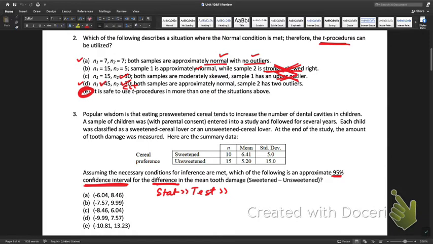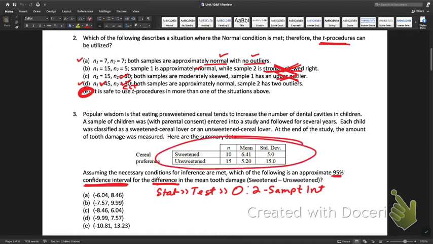That is stat test 0. It says 2 sample t interval on your calculator. So the first thing it's asking you for is, do you have data or do you have stats? So this chart right here gives us the stats that we need, so we're going to go to stats. Now it's asking for x bar 1. X bar 1 would be the mean for the sweetened. So x bar 1 is going to be your 6.41. Standard deviation for 1 is going to be 5. Sample size is 10.